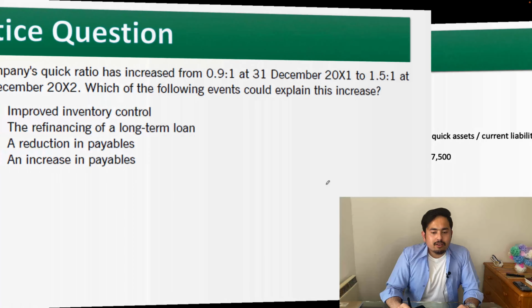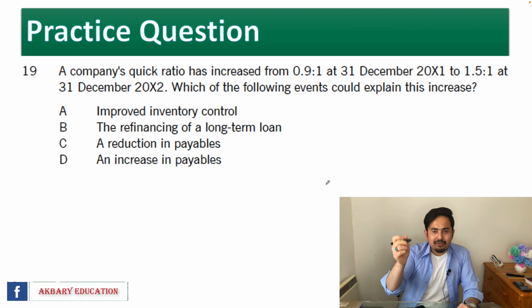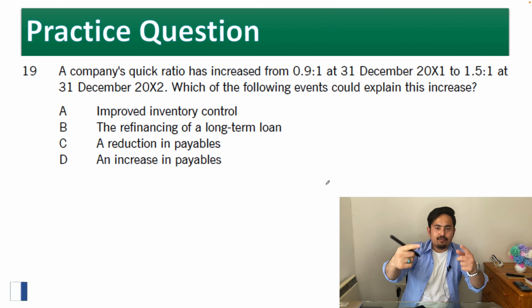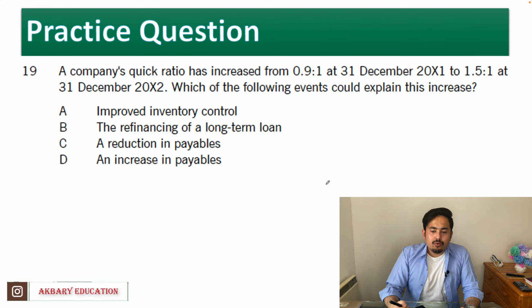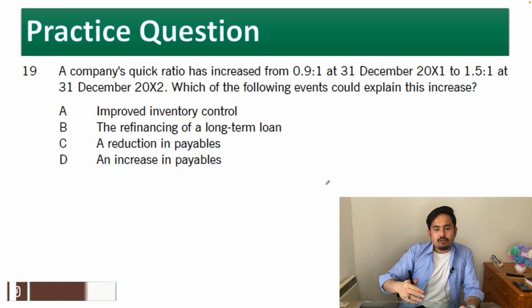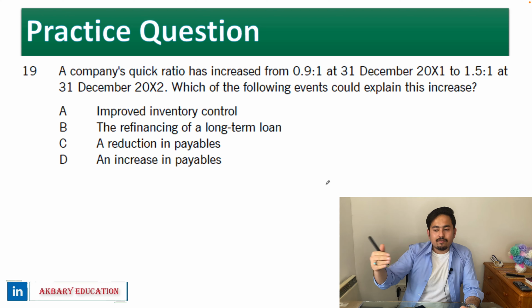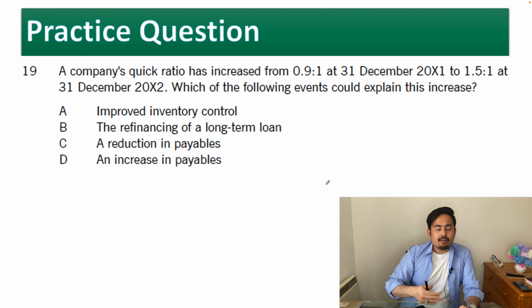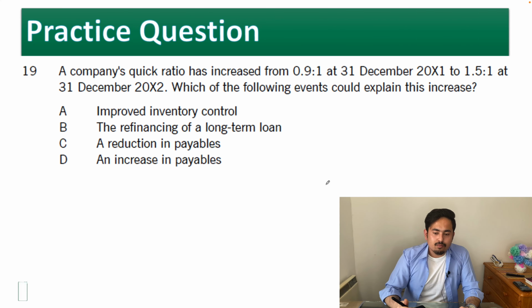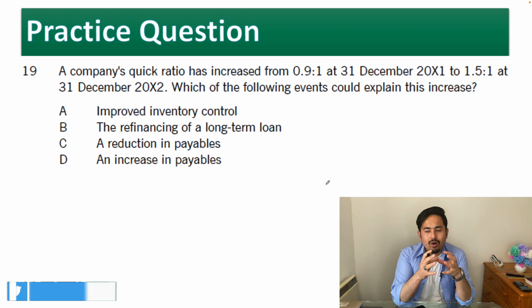Let's go ahead. There is a practice question. It is a bit tricky one. I recommend you pause the video and think of that. After that I will go ahead with solving that. A company's quick ratio has increased from 0.9 to 1 at 31st December 2021, suppose, to 1.5 to 1 at 31st December 2022. Which of the following events could explain this increase? What will be the reason for this increase?